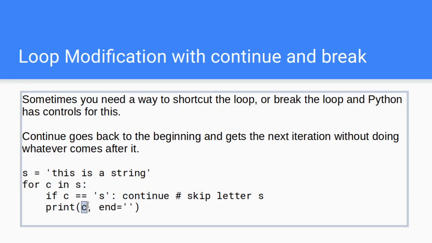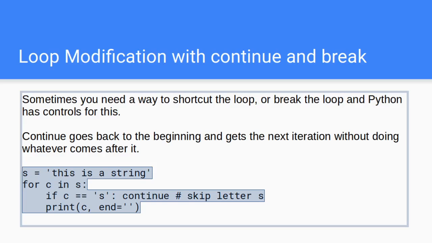So we will print C. Second time through, H is equal to S, no, so it will print H. Third time through, print I. Fourth time through, if C equals S, that's true, so it will go to the continue, which means it will go right back to the for. It'll skip everything afterwards. Let's see it in action. Right? So it's skipping all of the S's.